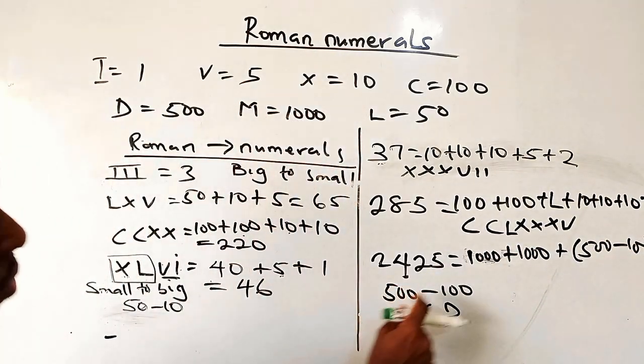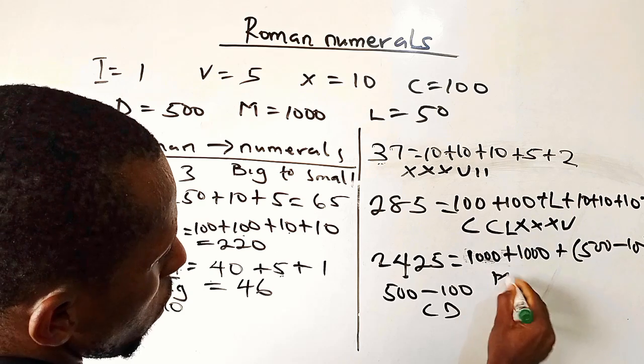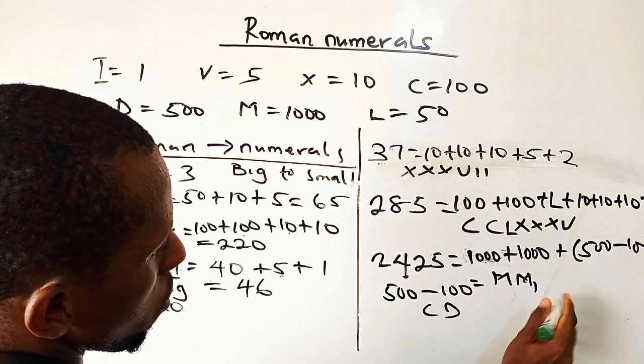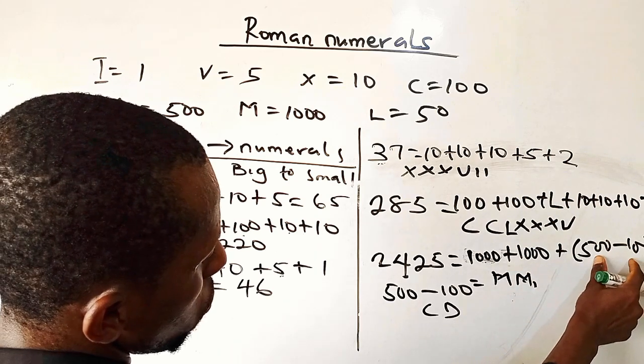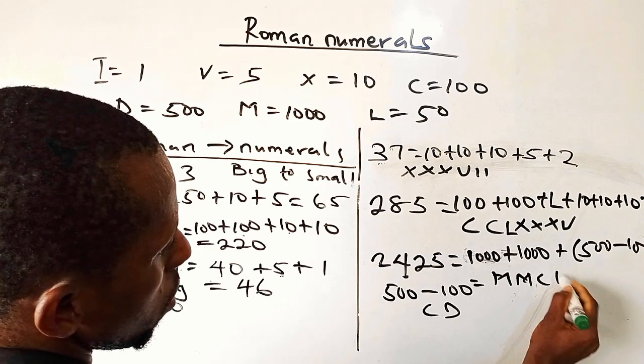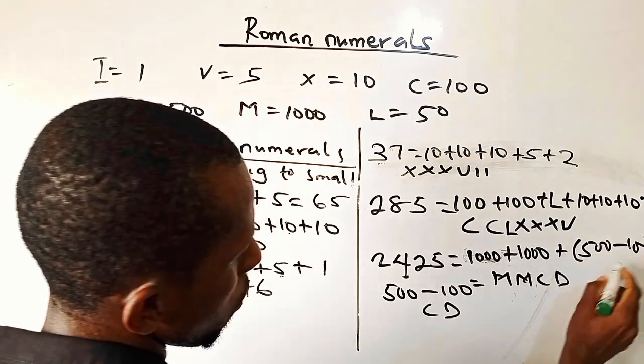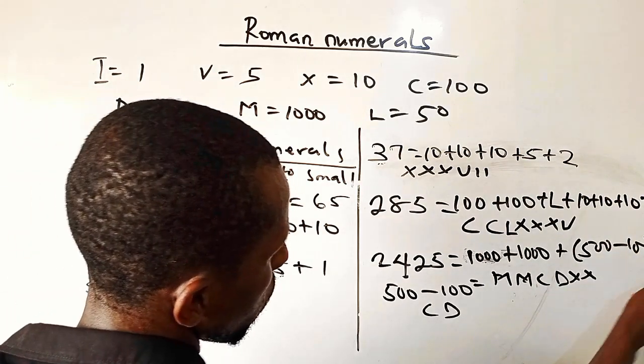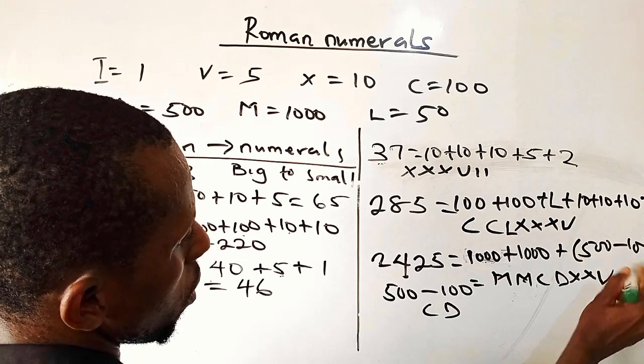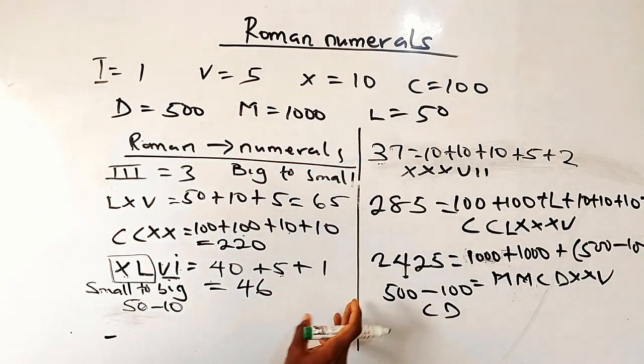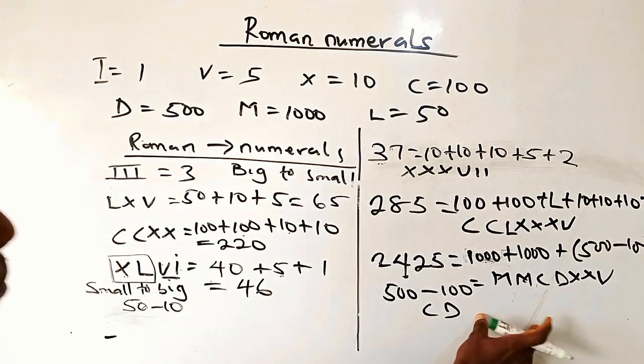If I am to write this, I have 2,000, that is MM. This is 400, that is CD. Then 25 is XX, which is 10, 10, and I have 5 to be V. So this is how to take numbers to Roman numerals.